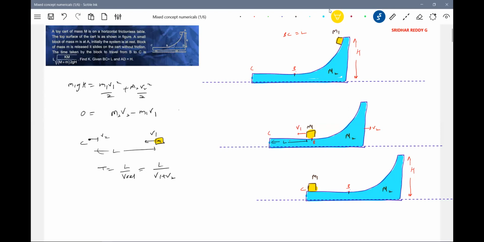When the block reaches C, can we calculate the displacement, like how much the wedge has moved? Anyway, we have the data, no? So the displacement of the wedge should be this much. The displacement of the block should be this much, because we know T also. So I'm showing X2, this one. And that is X1, the displacement of the block.